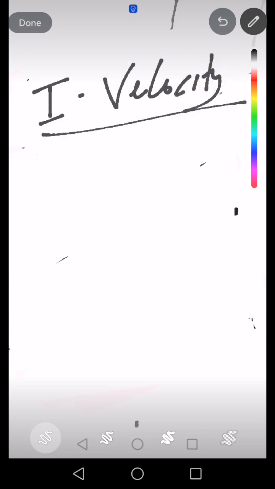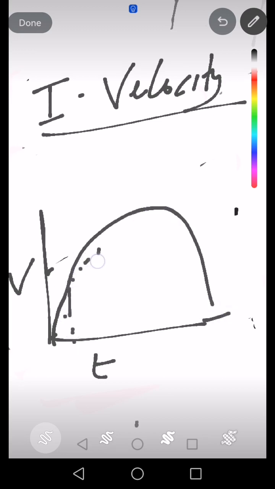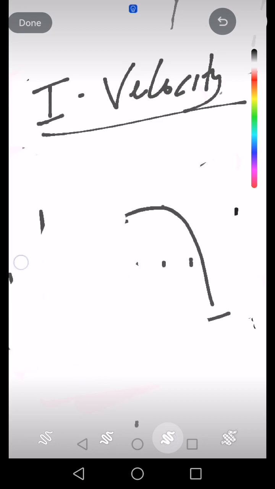So instantaneous velocity, if this is velocity, this is time. So velocity will be changing here. The velocity will change at each specific time. The velocity will be changing. That is what we're calling instantaneous velocity. That's all. Yes, the last thing which you need to know are equations of motion.